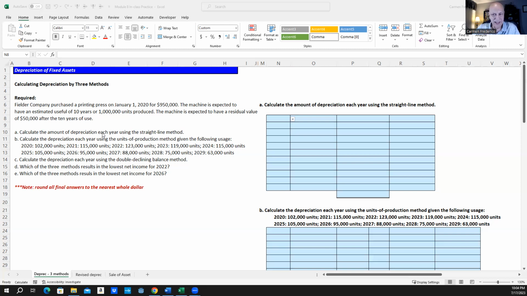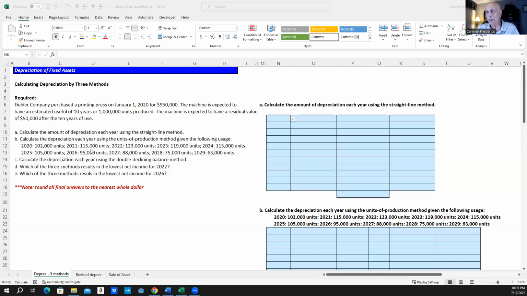Used assets might be 5 to 7 years. You might use the IRS code. You can use those as well. But the point is you want to be consistent. If you use 10 years for new assets, then you're going to use 10 years all the time for the most part. Consistency is so important in accounting.